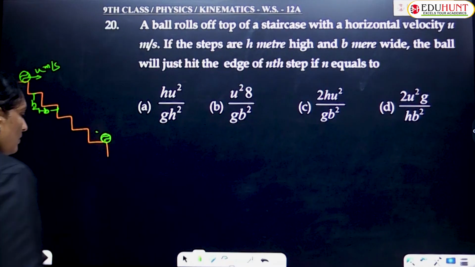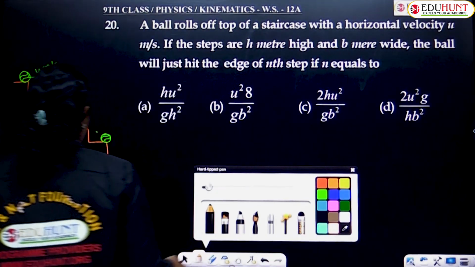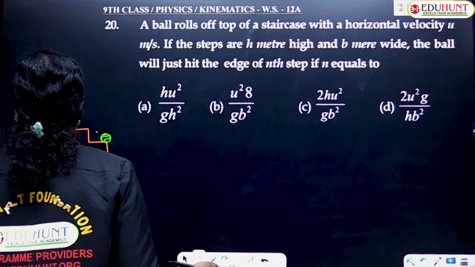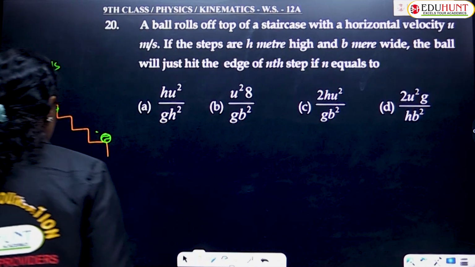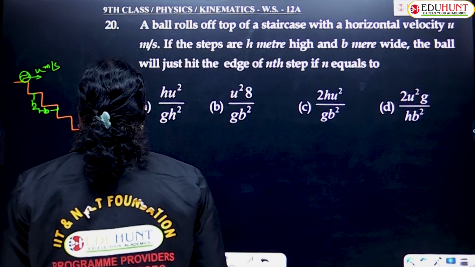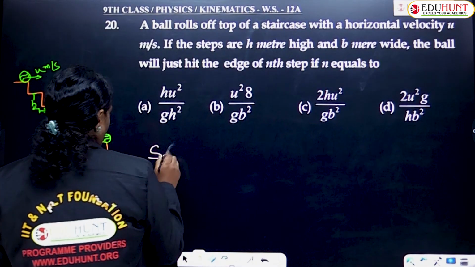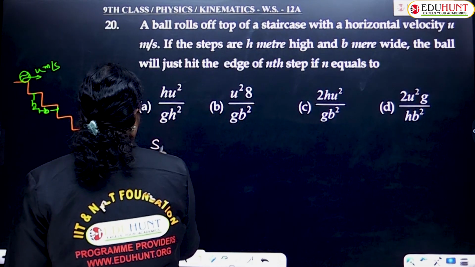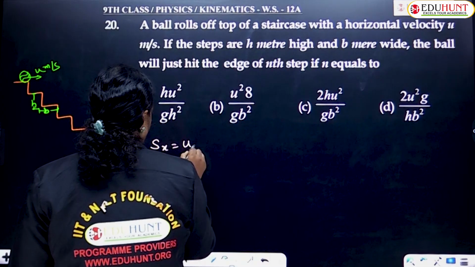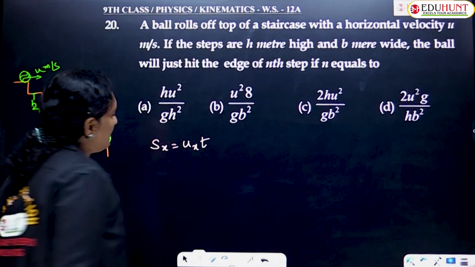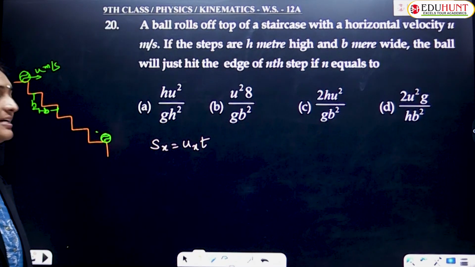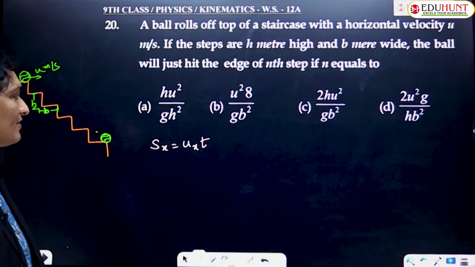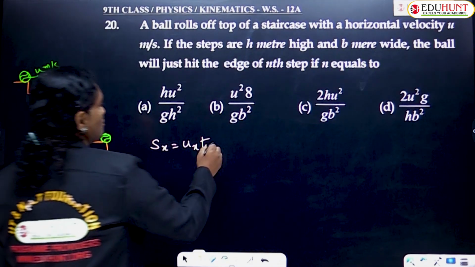So for this, what shall we do? Here we go. Horizontal distance traveled by the body, let us try to find it out. What is the horizontal distance traveled by the body, children? Sx is equal to ux into t. I hope you remember this formula, because the acceleration along x, ax, is taken as 0, in s equals ut plus half at square.